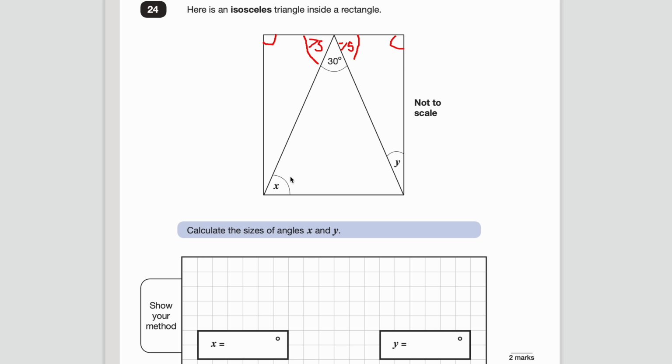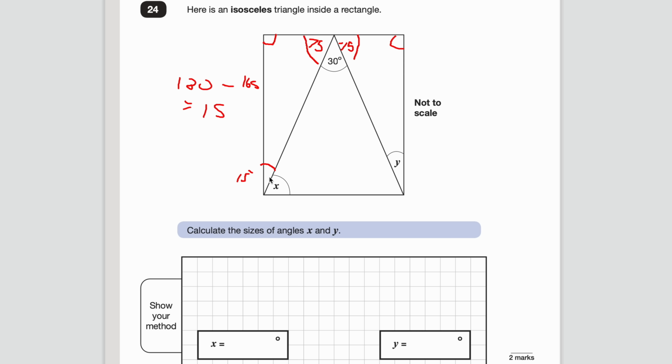We can then start to work out X. This is 90 degrees, a right angle, plus 75. That's 165. We know that there are 180 degrees in a triangle. So if this is 165, what's the last one going to be? Well, it's 180 subtract 165. That is 15 degrees. So we know that this one is 15.